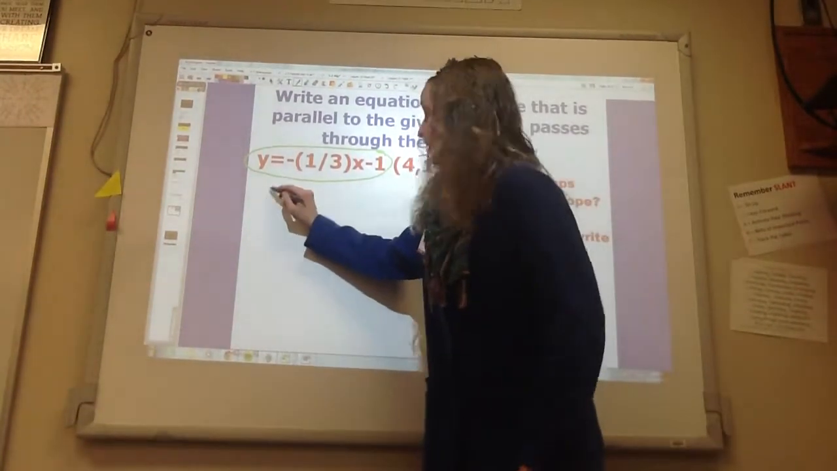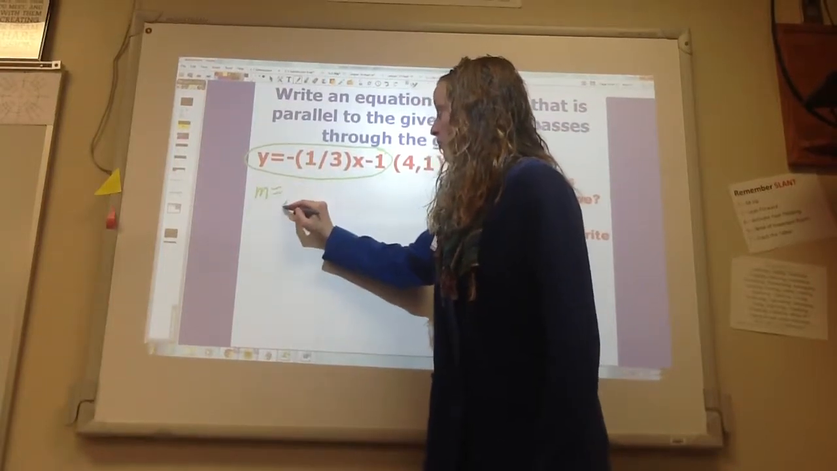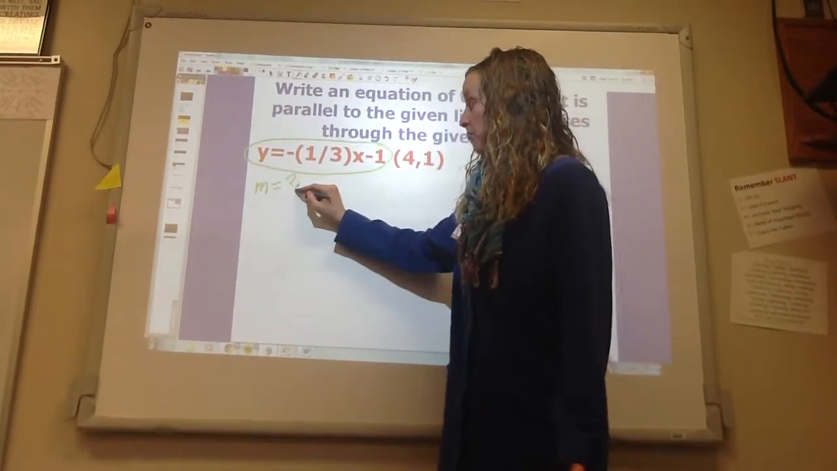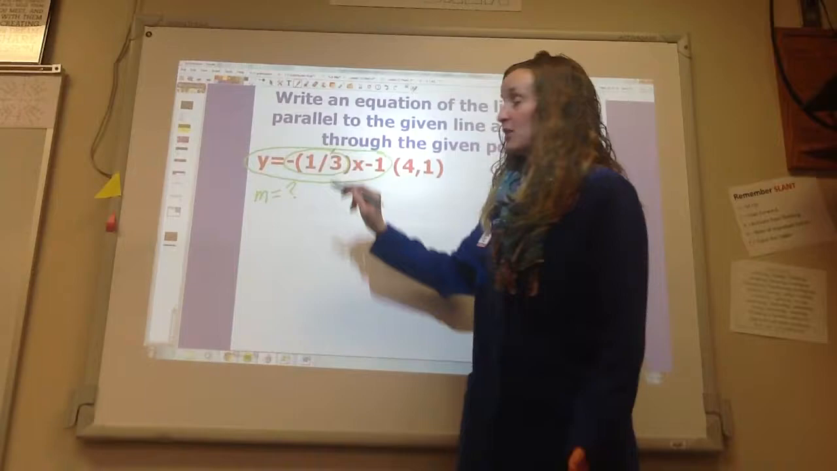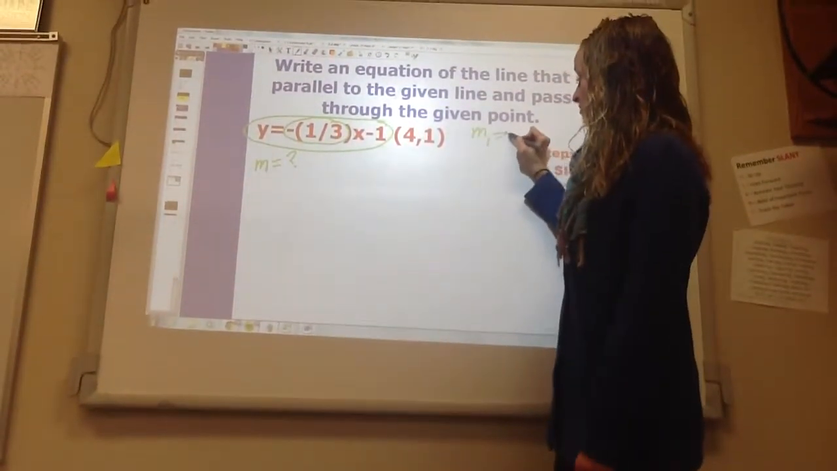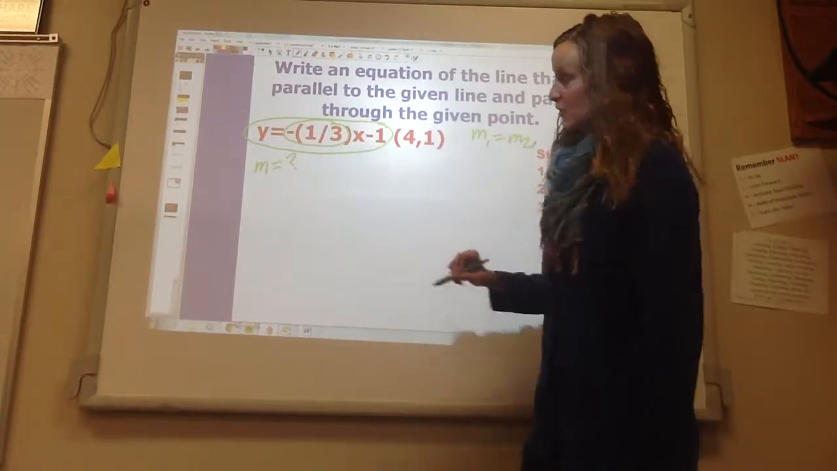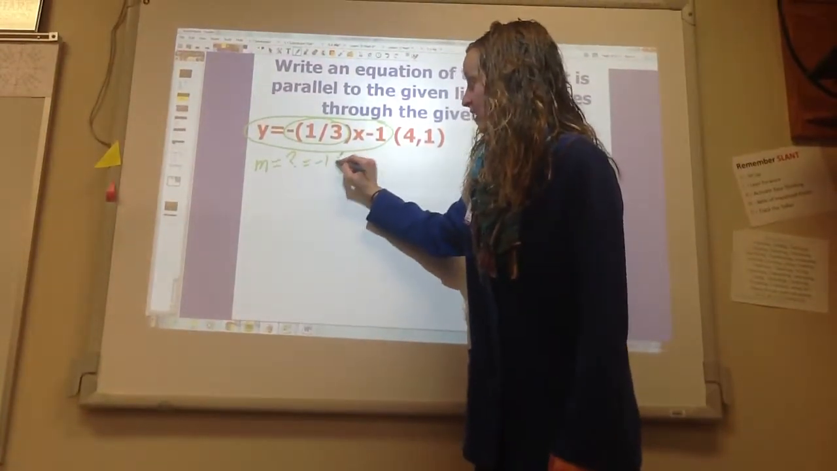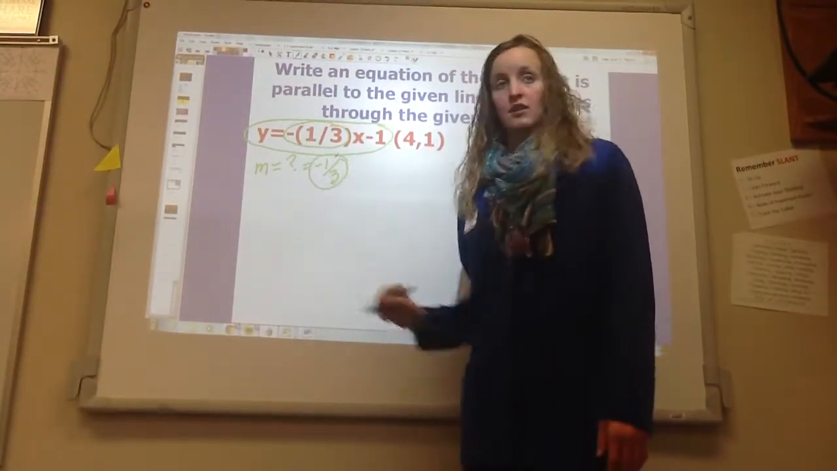Now if you pause me, okay, our slope, we don't know what it is. But if we look at this equation and we know that for parallel lines, the slopes are equal. The slope of one line has to be equal to the next. You know that it's -1/3. You're almost halfway done.